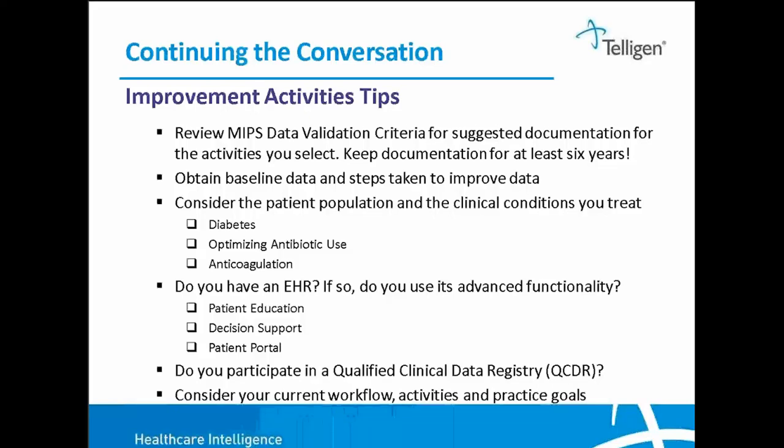Then another piece: people didn't seem to be able to use some of the activities because they had not obtained the baseline data and steps taken to improve the data. So maybe they were taking steps, but they never took the original baseline. So we encourage you to make sure that you obtain that baseline data if your improvement activity uses that type of information. And also consider your patient population and the clinical conditions you treat. There are a few listed here, but there are many improvement activities around different types of conditions. So maybe you want to look at those first.